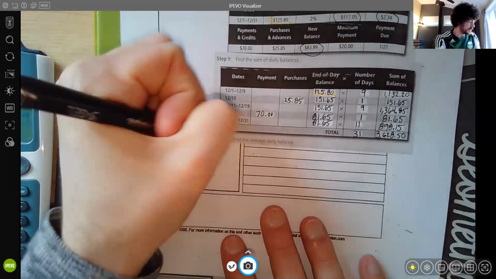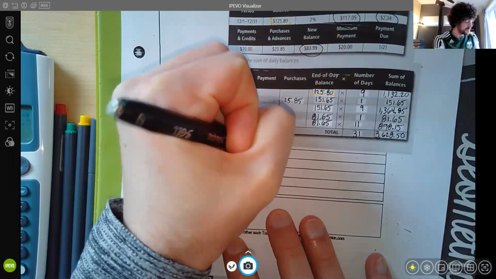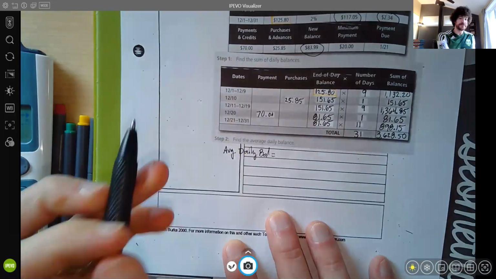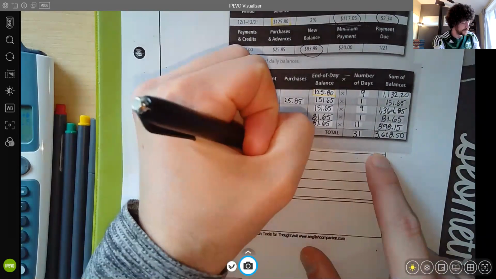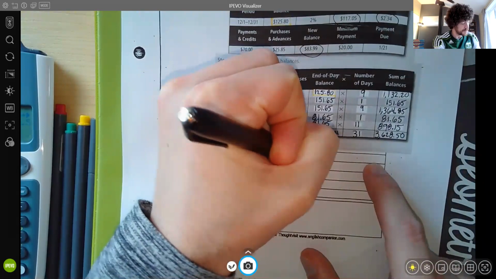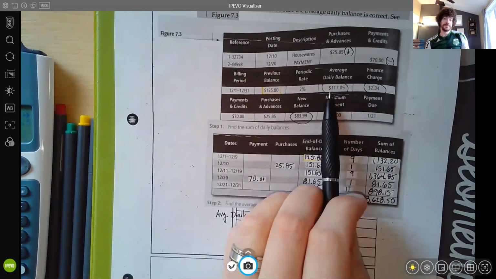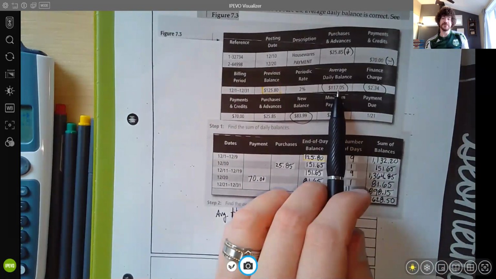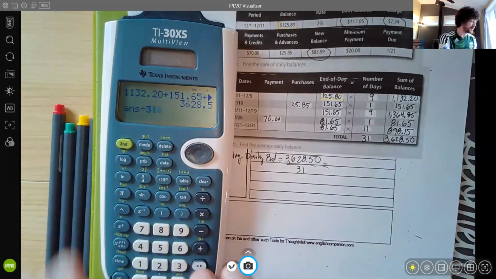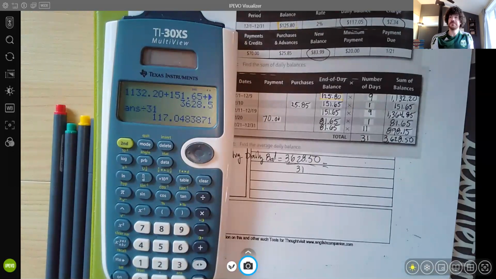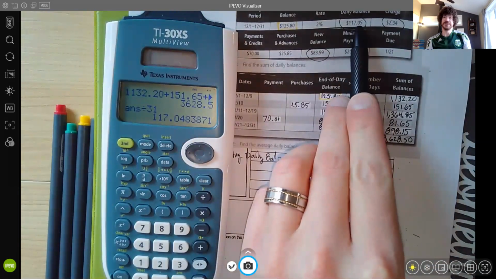So average daily balance equals the sum of the balances right here, 3628.50, divided by number of days, 31. Now when we do that, it already tells us what the answer is here, 117.05. So that number is what we should get when we make this division happen. So I'm going to say divided by 31, and there it is, 117.048. The 8 rounds the 4 up to a 5, which is 117.05.